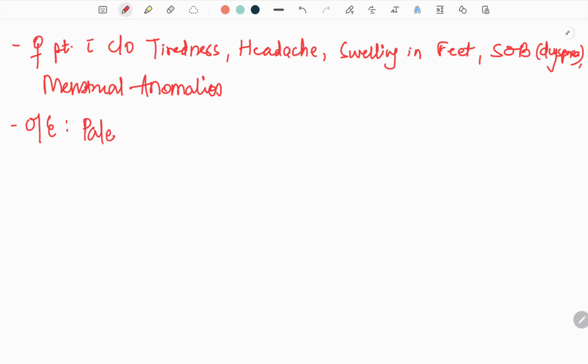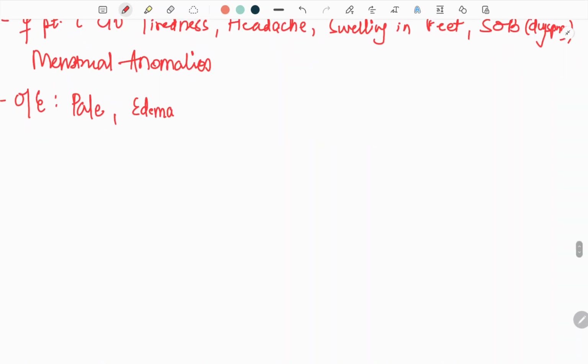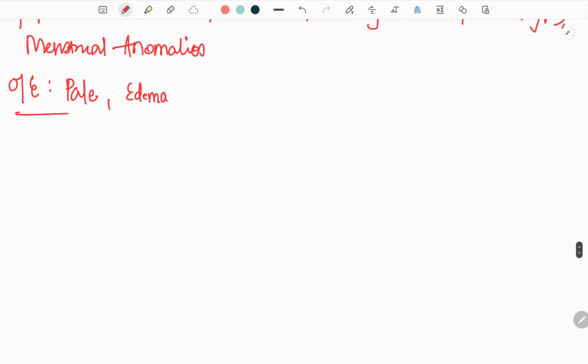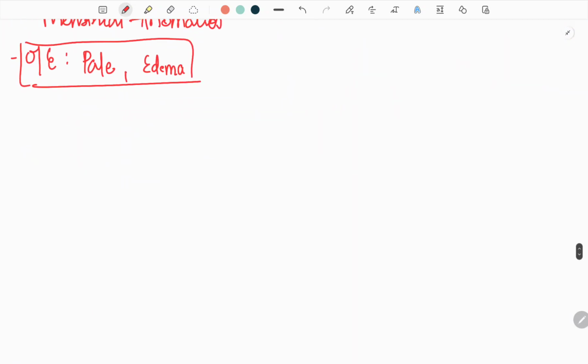I hope you people know where to check for pallor. You have to check for the upper palpebral conjunctiva, and we can check on the tongue, on the palm and all. There can be edema, all that. We'll discuss it later, but on examination we'll find. So this is a clinical, upon clinical suspicion, we'll go for lab diagnosis.